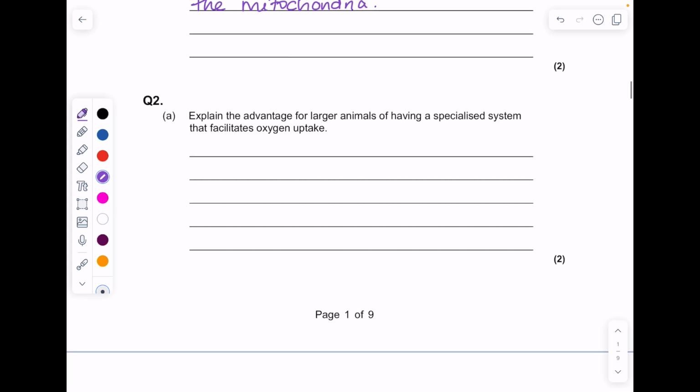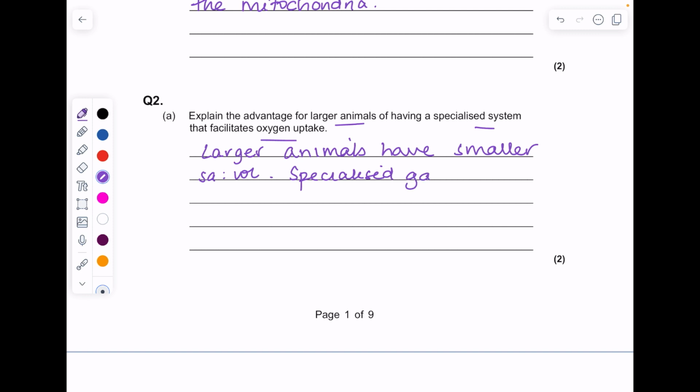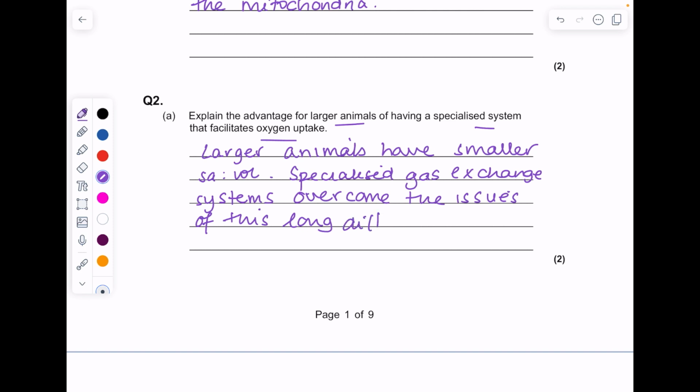Explain the advantage for larger animals of having a specialised system that facilitates oxygen uptake. Again, it's the same point every time. Larger animals have small surface area to volume ratios, so specialised gas exchange systems overcome the issues of this long diffusion pathway.